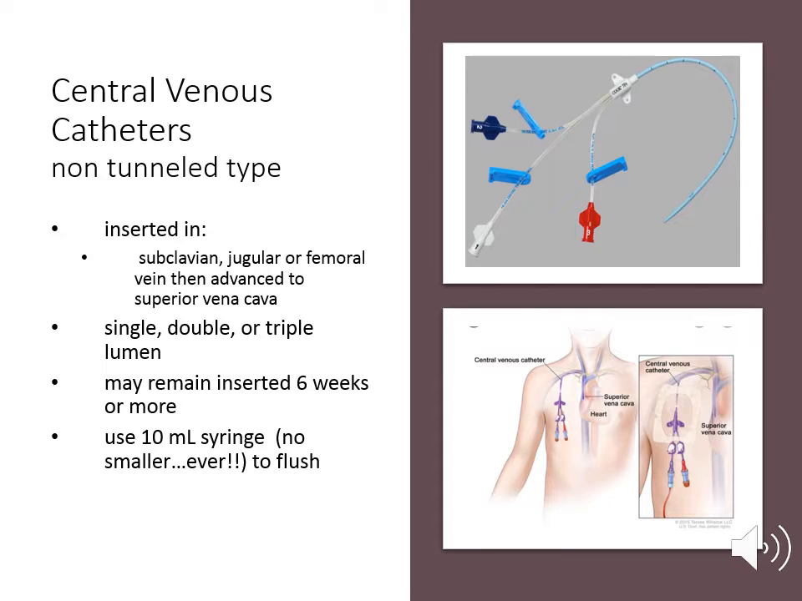This is very important to know: use a 10 mL syringe, no smaller ever, to flush. The reason being, if you use a smaller syringe, the excess pressure of the smaller diameter syringe can cause the catheter to rupture. You also want to make sure that you know what your facility uses to flush central venous lines. Some hospitals use saline only, some use saline followed by diluted heparin, but you always want to make sure you're using a 10 mL syringe.